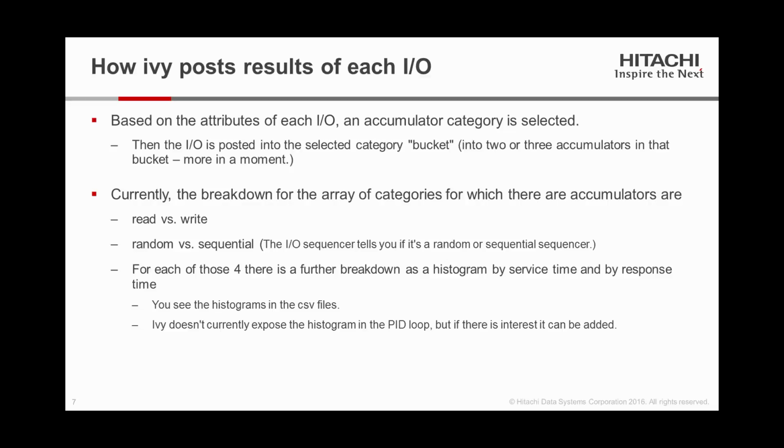When an IO completes, IV posts the service time into a particular bucket. And there's a lookup for the buckets, so there's one set of buckets for reads, another set of buckets for writes, and then within the buckets that are for reads, there's a group that are for random, there's a group for sequential, and it's the IO sequencer itself which announces whether it's a random or a sequential sequencer. And then within, for example, the read random group or within the write sequential group, etc., within each of those, there's a further breakdown by service time as a histogram of the service time.